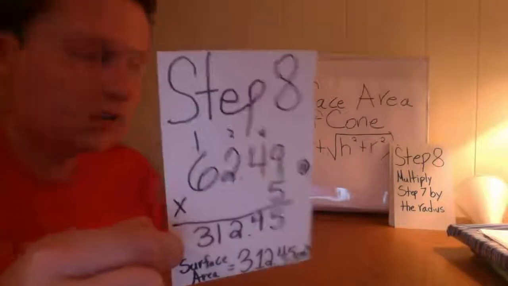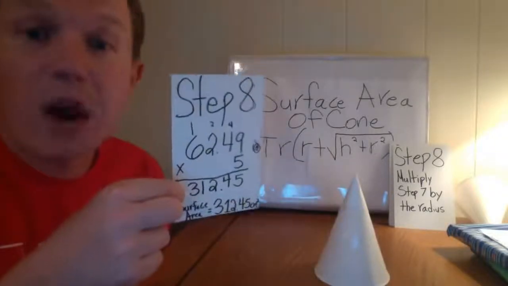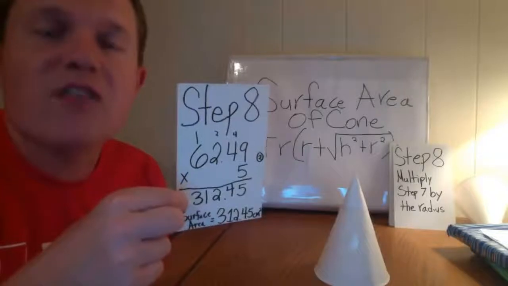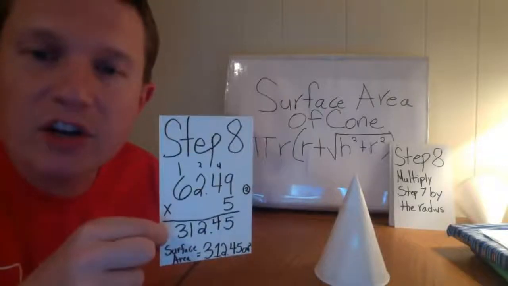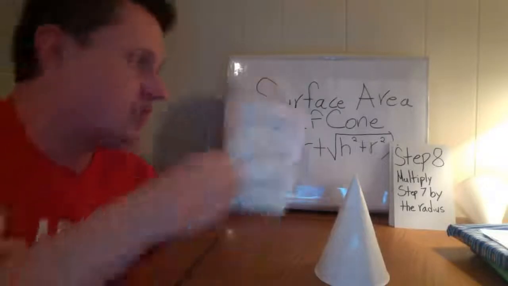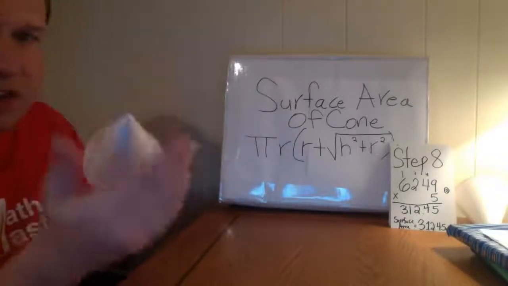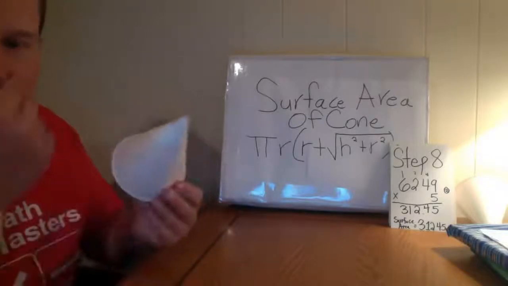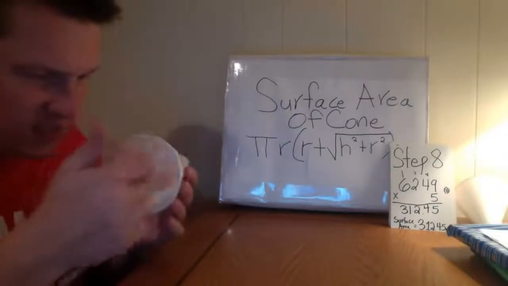So the surface area of this cone, let me get it in the shot here. There we are. Is approximately 312 and 45/100ths centimeters squared. Why squared? Because area and surface area are squared. Volume is cubed. And once again, this is certainly worth knowing. Surface area is what is on the outside of a figure. In this case, on the outside of the cone. Whereas volume is what would be on the inside of the hollow region.